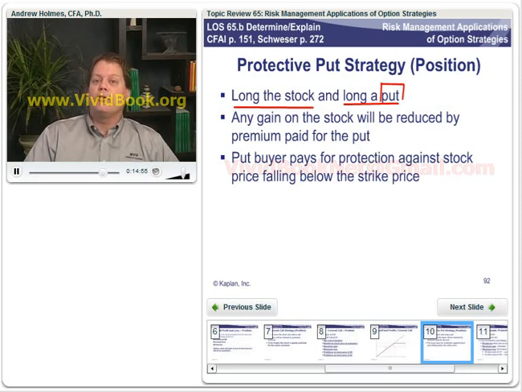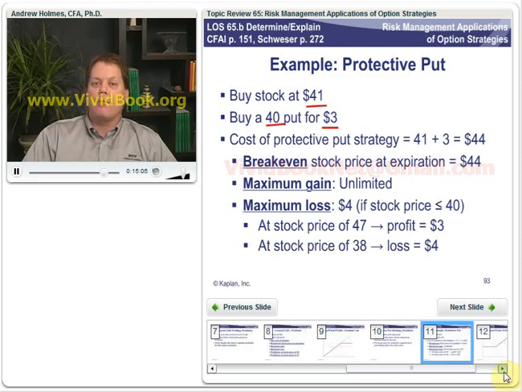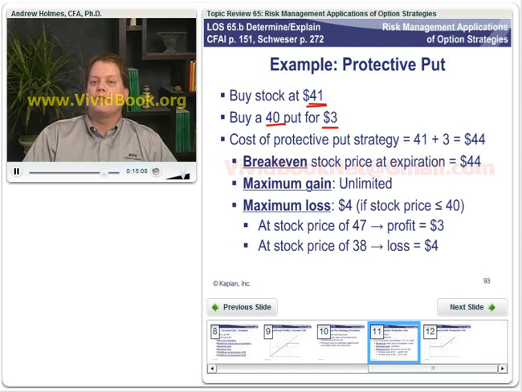Okay, so looking at a quick example, suppose we paid $41 to buy a stock and we buy a 40 put for $3. Well, what's the cost of this position? We paid $41 for a stock, we paid $3 for a put, so we're in at $44. If the stock price goes above 44, we still have all that upside potential. If it goes below 44, we're going to end up with some loss, so our break even is exactly at $44.